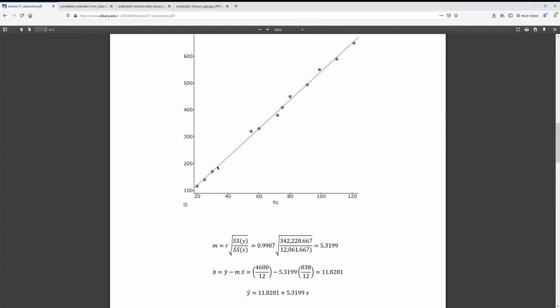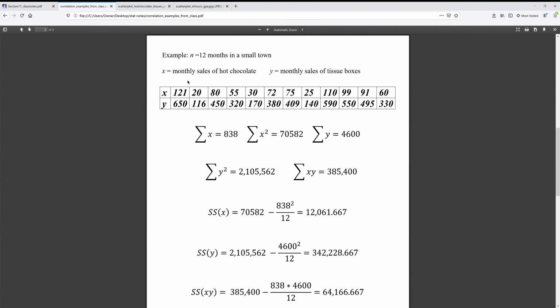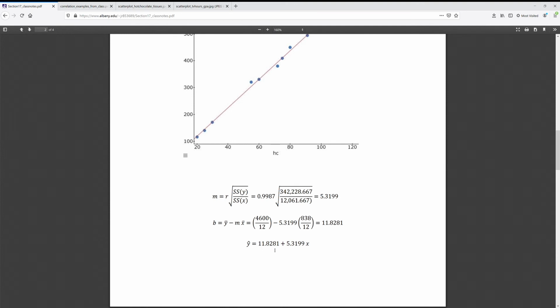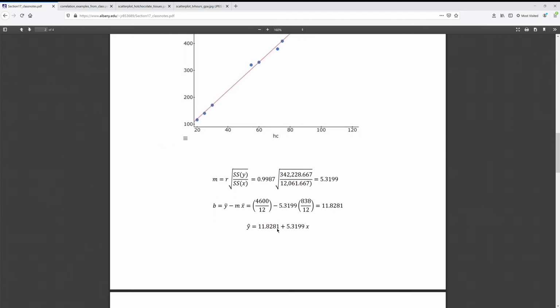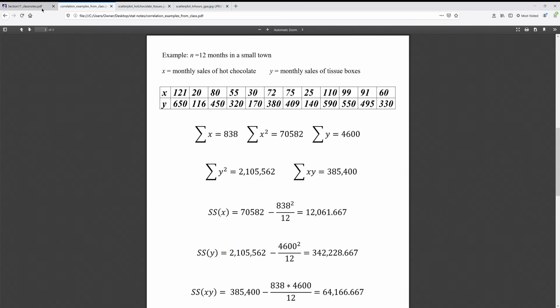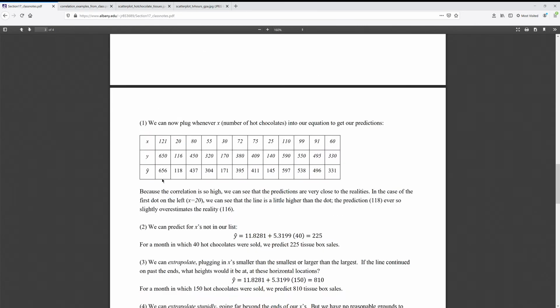On the other hand, if the dots are very lined up, as in this case, then the predictions should be very, very good. And that's what we'll be seeing in this particular example. So I'm going to be toggling back and forth from our data to our predictions here. But there's our predicting line, 5.3199x plus 11.8281. Now again, the y-intercept is not necessarily meaningful because we're not starting horizontally at 0 here. But nevertheless, we can do some predictings, and here they are. So there's the x's and the y's.